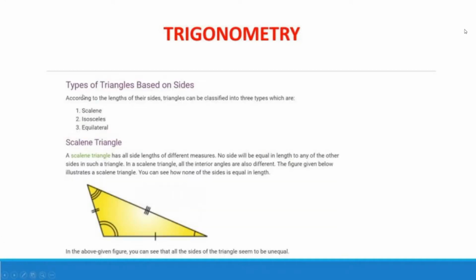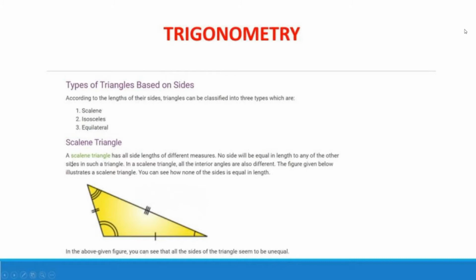And we have now the types of triangles based on sides. According to the lengths of their sides, triangles can be classified into three types, which are scalene, isosceles, and equilateral.